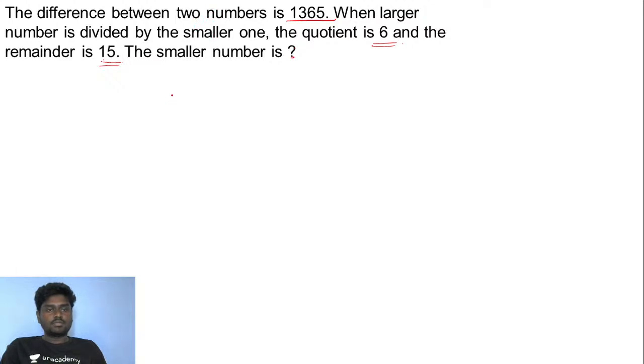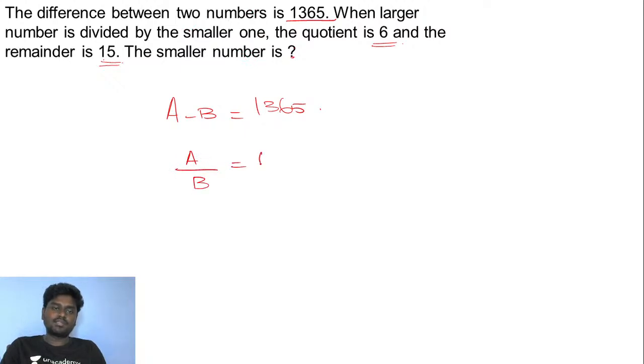So let me take the two numbers, the difference between two numbers. Let me take A - B is equal to 1365. When the larger number is divided by the smaller one, that is A by B, the quotient is 6 and the remainder is 15, right? So it's going to be 6B + 15. That's what you'll be getting here, right? Because B is the divisor. So the divisor with the quotient, with that you need to add the remainder, right?